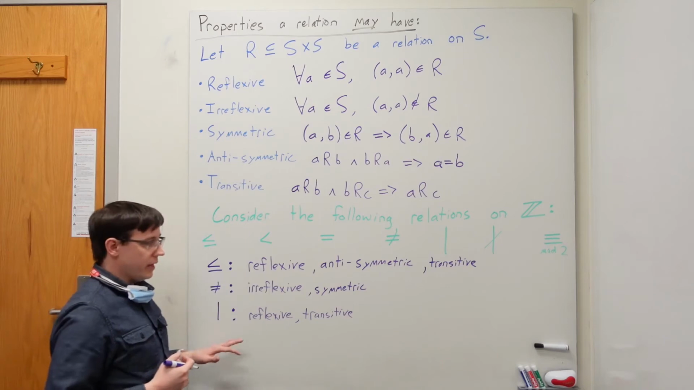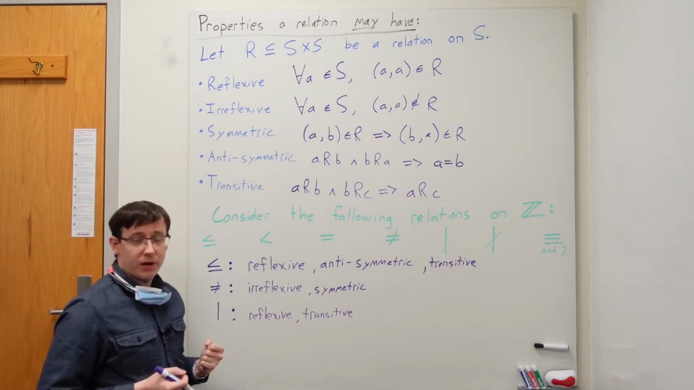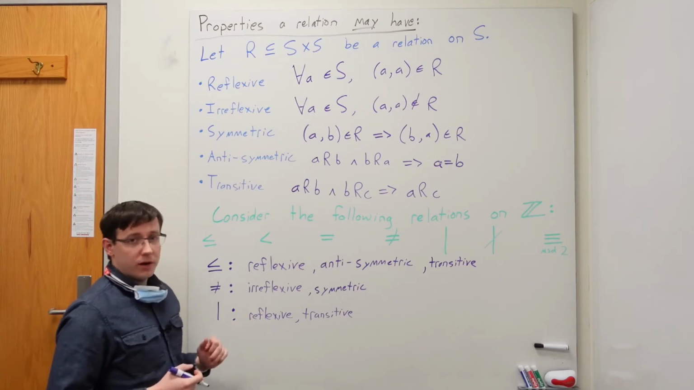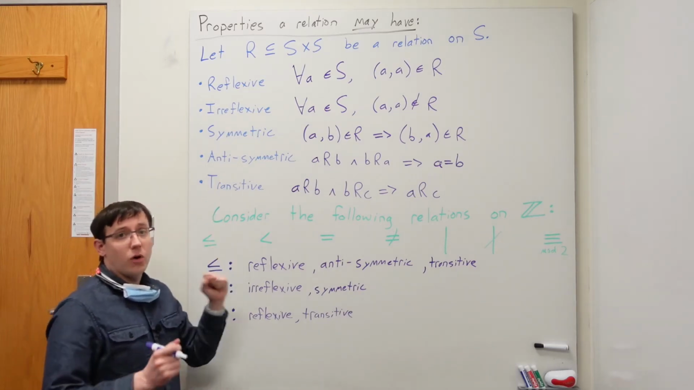The divides relation is reflexive and transitive, but doesn't have the other properties. And for this case, I want to be a bit more formal about proving which of these properties hold and don't.